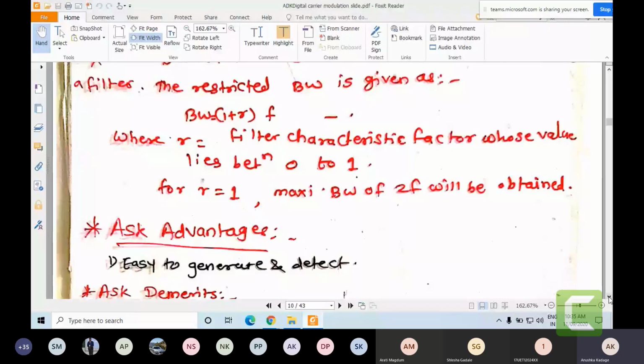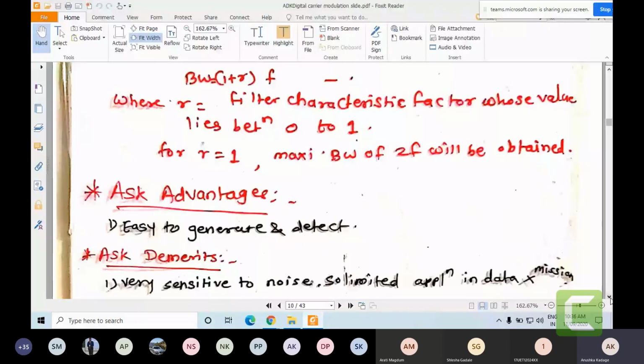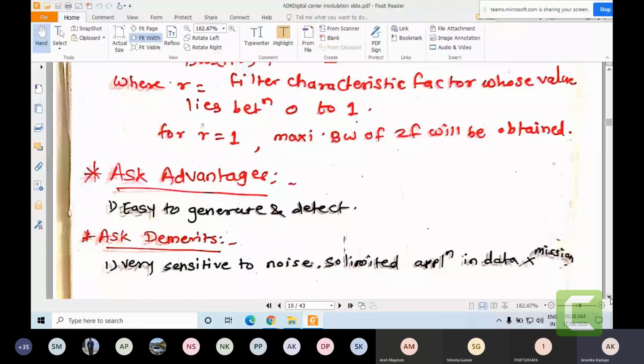But until now, the detection process we have not seen. In the next part, we are going to see the detection process. But remember that as an advantage of ASK, both generation and detection are very easy. But as an ASK disadvantage, we can say that, like amplitude modulation, it is very sensitive to noise. And that's why ASK will be applied in fewer applications where data transmission is going to happen.